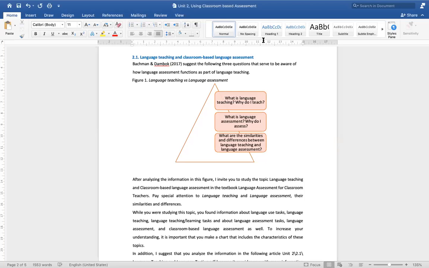Because in language assessment, basically, it's the same description, except that in language assessment, the purpose is to collect information about our students in order to make decisions that can help them improve and make you improve as a teacher, your instruction, your performance in class, etc.